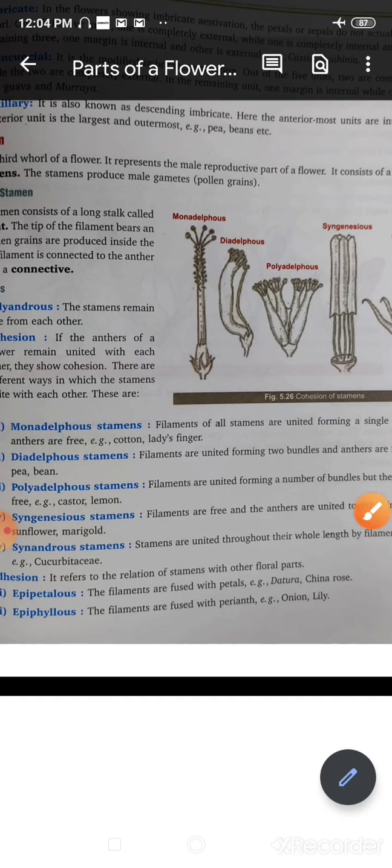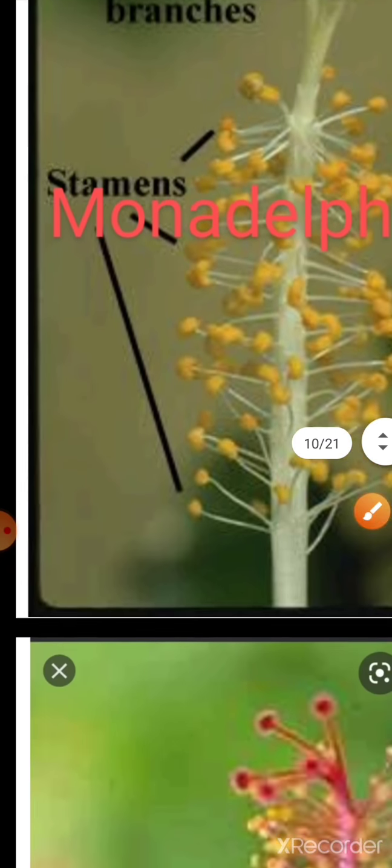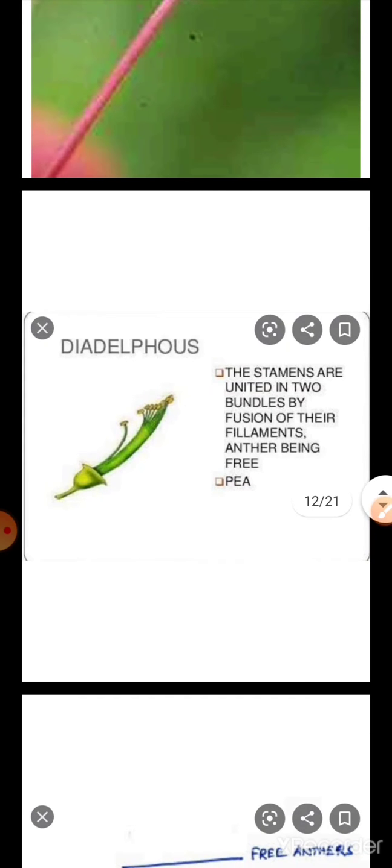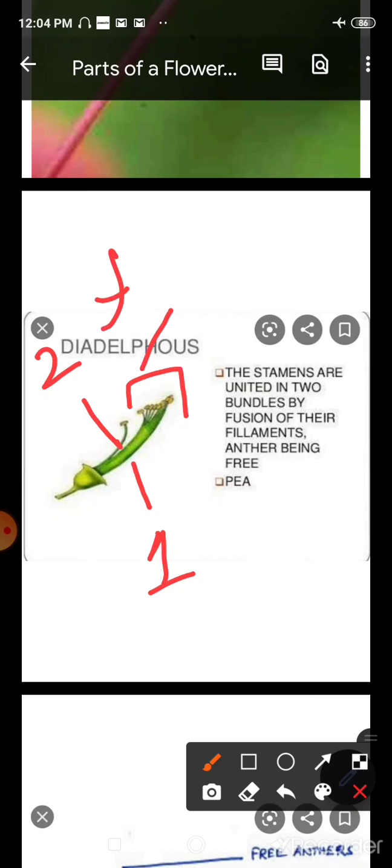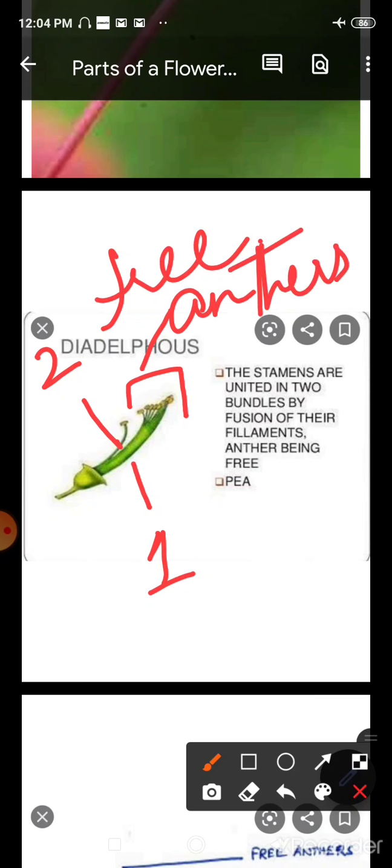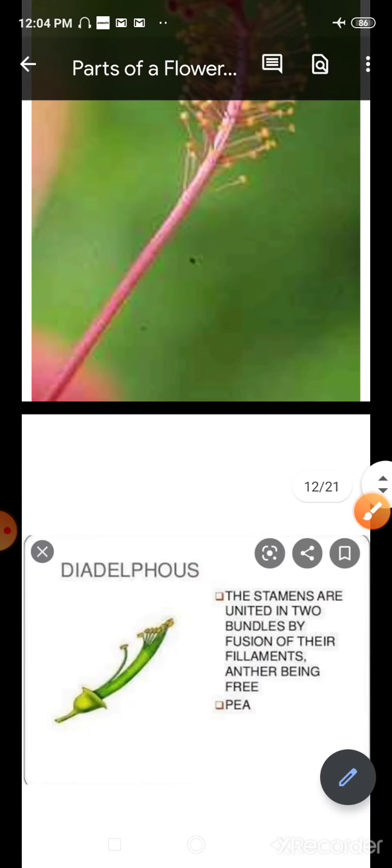So that is the diadelphous stamen, and I'll show you the diagram of the diadelphous stamen here. Again, this is one bundle and this is the second bundle, and these are the free anthers. So the stamens are united into two bundles by the fusion of filaments, the anthers being free. So this is one example of the diadelphous stamen.